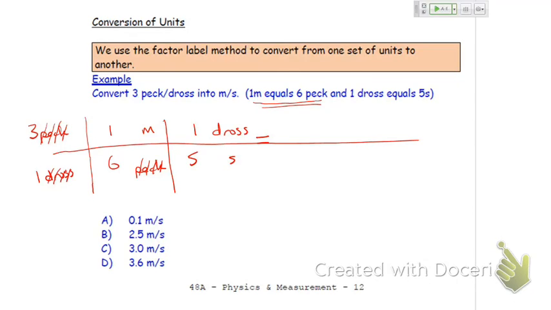Dross goes away. I have 3 times 1 times 1 is 3. 1 times 6 times 5 is 30. So this equals 0.1 meters per second. So that's the factor label method.